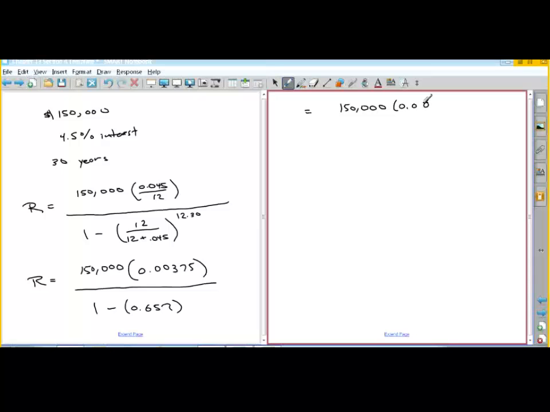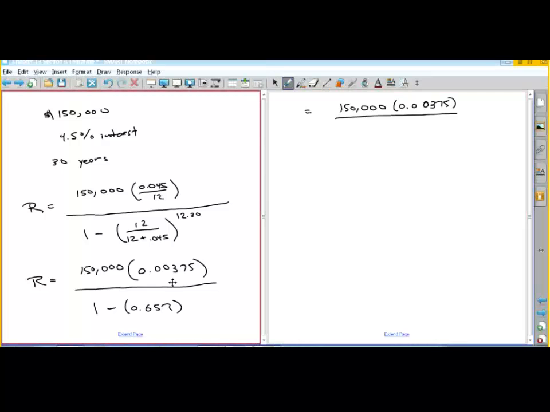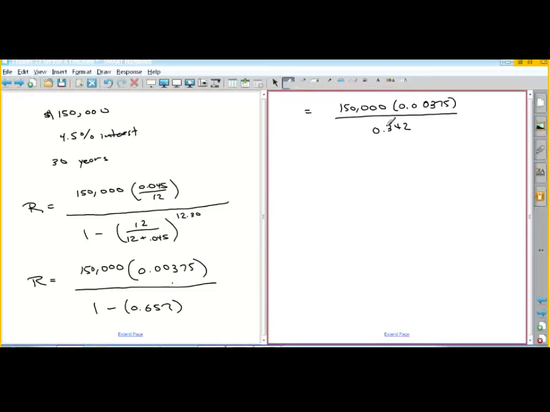So if I subtract that from 1, I get 0.3428. And so now I'll do the final calculation. 150,000 times 0.00375 divided by 0.3428. And I get $1,640.89.